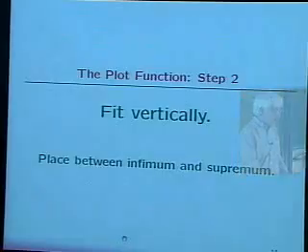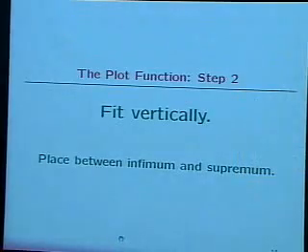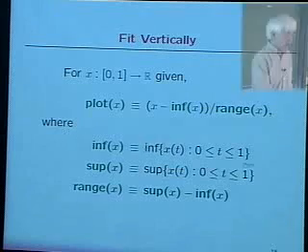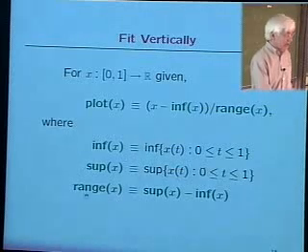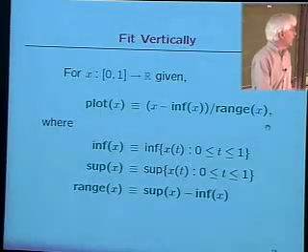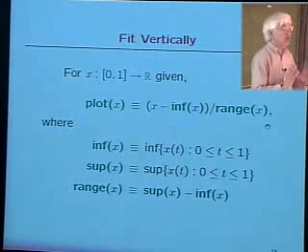If we continue, if we fit vertically, we make sure that the maximum value appears at the top and the minimum value appears at the bottom. That's all that's happening. So this is some fancy math to say that. Suppose you have a function x given. What does plot do? There's the infimum, the supremum, and the range. In case these words are not familiar, infimum is the smallest value, supremum is the largest value, and range is the difference. What is plotted is what you see minus the smallest value, divided by the range. Whatever it is, it's replotted that way.